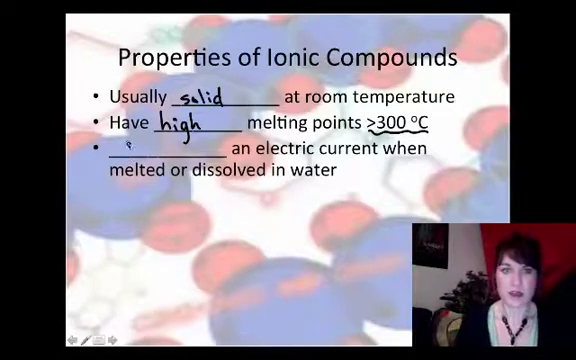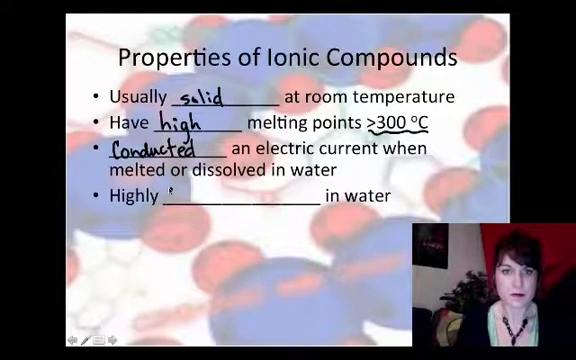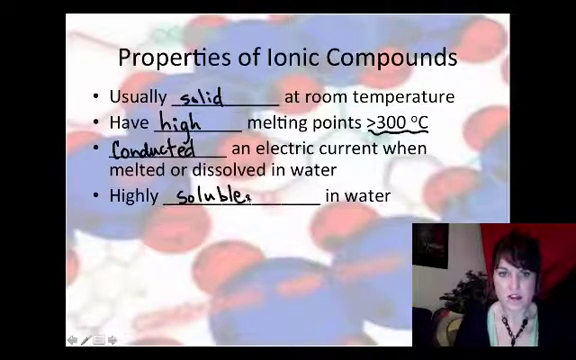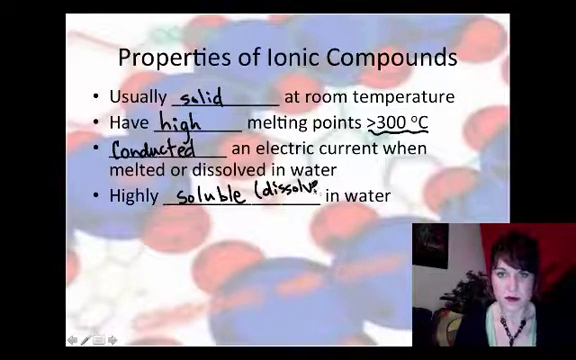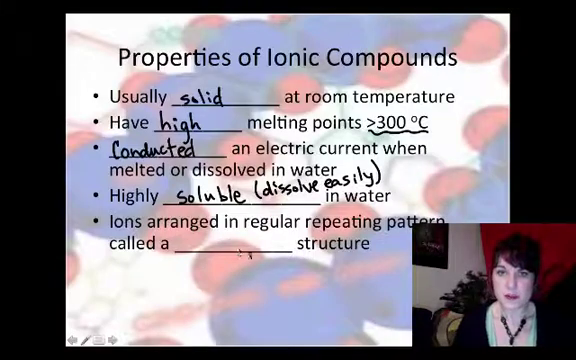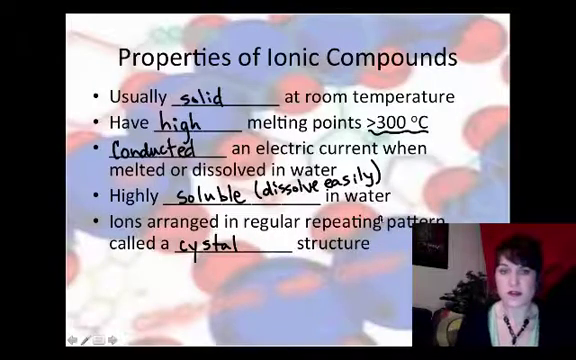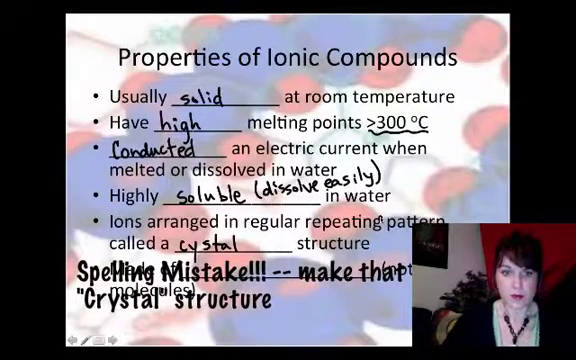Another property of ionic compounds is that they're good conductors of an electrical current when they are either melted or when they're dissolved in water. Another property for ionic compounds is that they are highly soluble in water. In other words, they dissolve easily in water. Ions then are typically arranged in a regular repeating pattern that minimizes repulsion and maximizes attraction. We call this the crystal structure of the ionic compound.